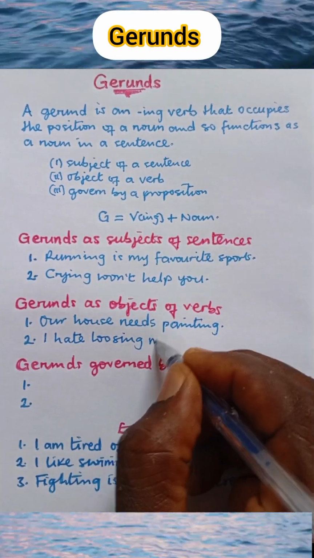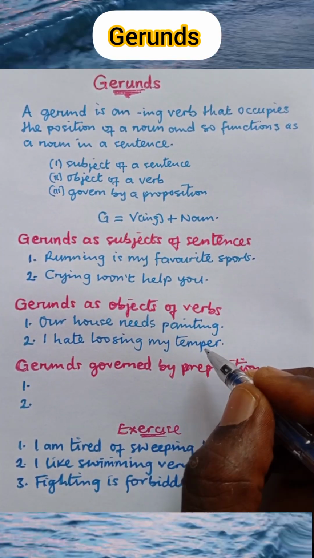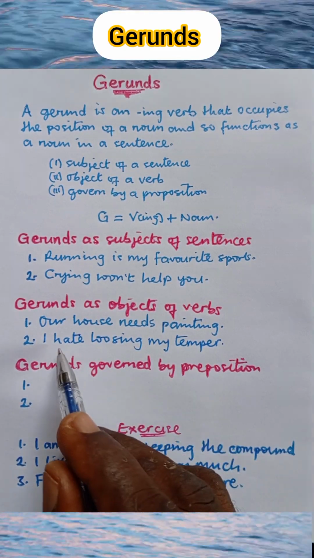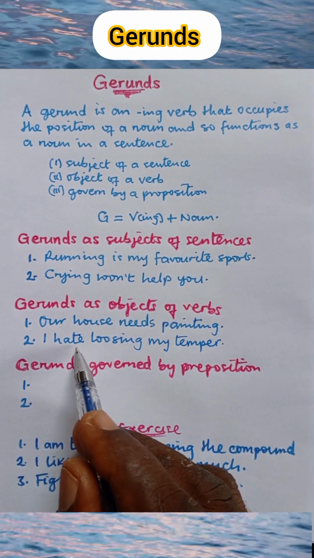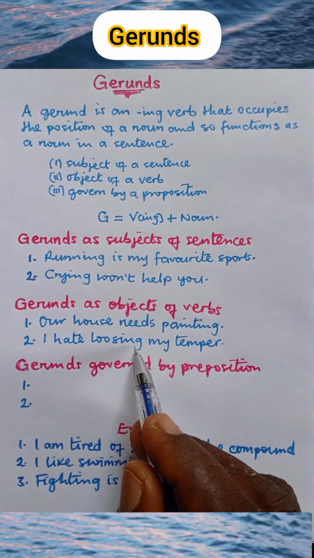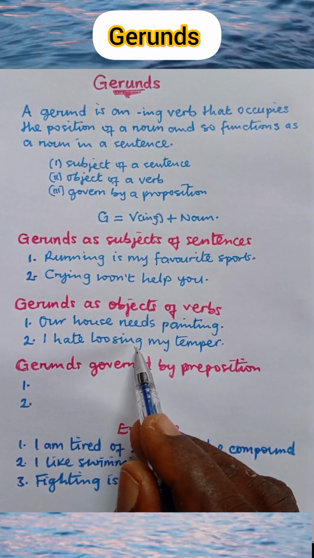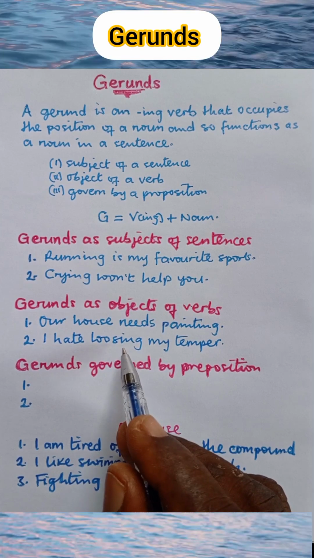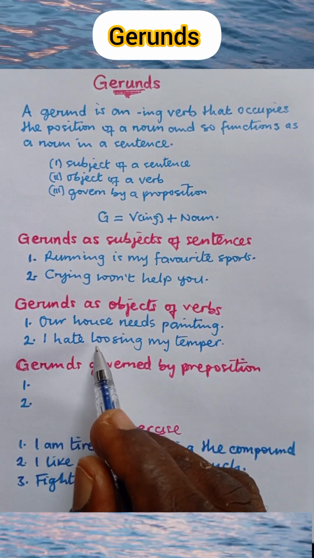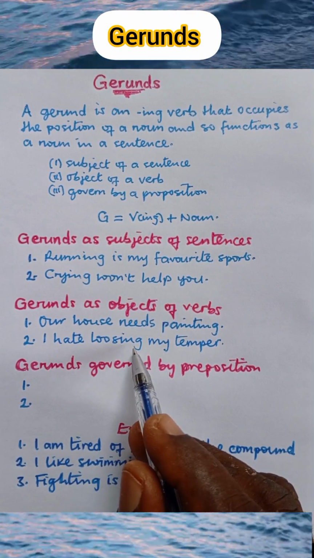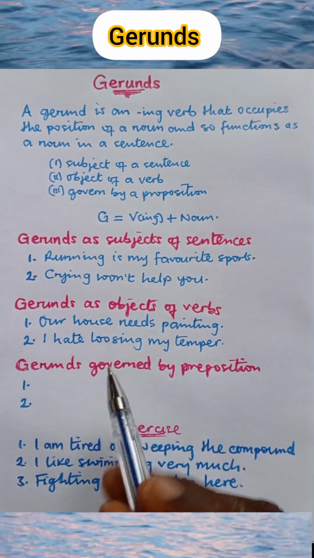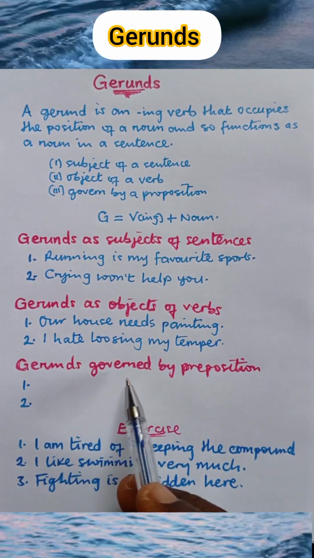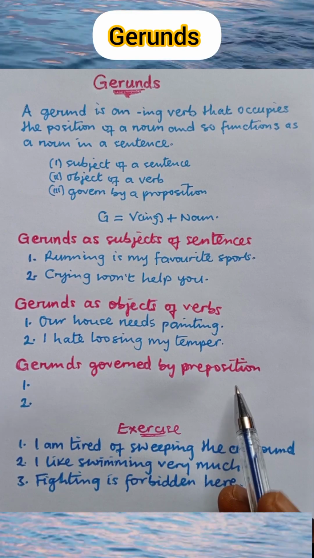I hate losing my temper. The main verb here is hate. I hate what? I hate losing. Losing is an ing verb. It expresses an action, but here it functions as the direct object of the verb hate. Losing, therefore, is a gerund. Next, let us look at gerunds governed by prepositions.